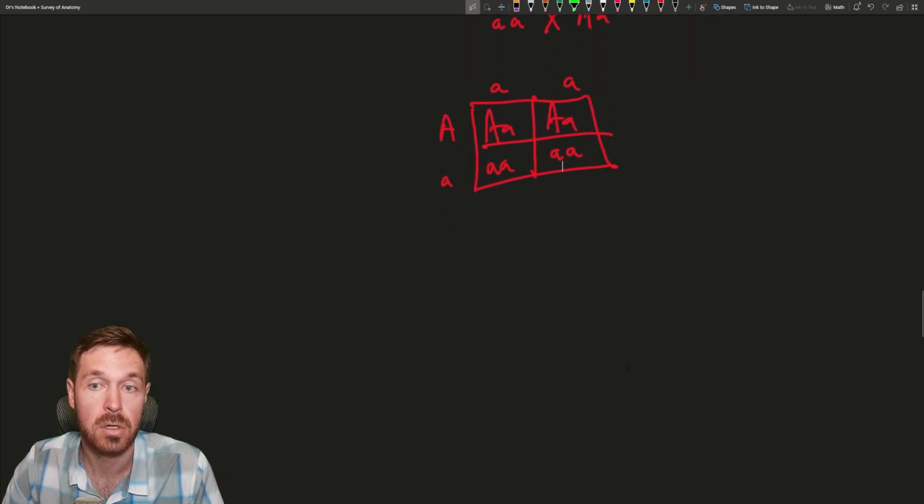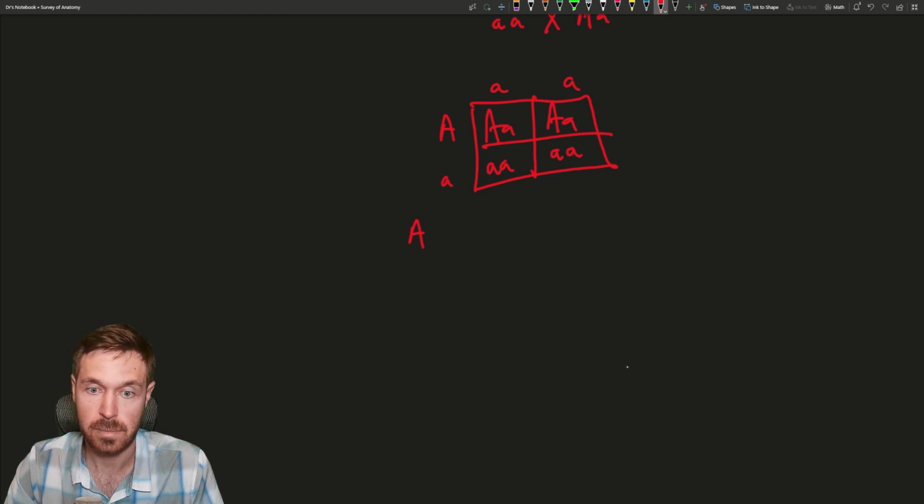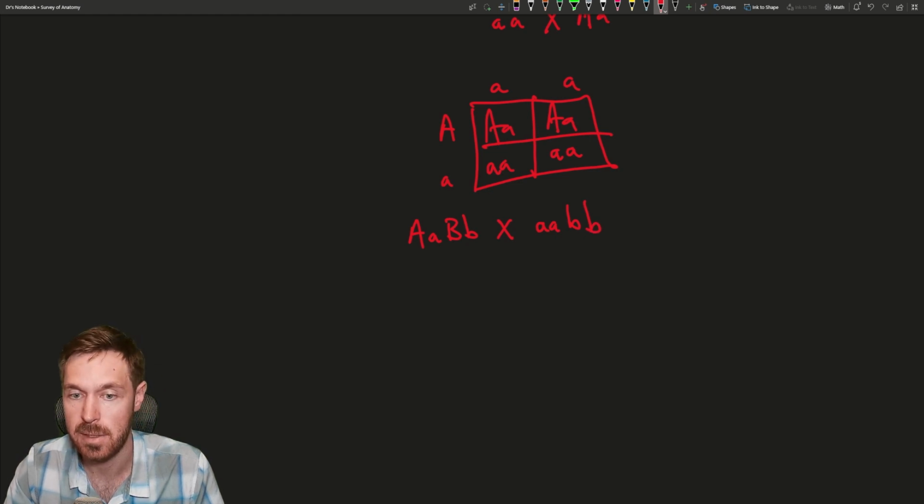Let's say we want to follow two things. We want to follow round and wrinkled, and peas can also be green or yellow. So here you've got to define your letters. I'm just going to use simple letters now, A's and B's. So a dihybrid cross is saying, let's say we have a round green pea, green is dominant, and we cross it with a wrinkled yellow pea. So something like that. So a heterozygous and homozygous recessive right here.